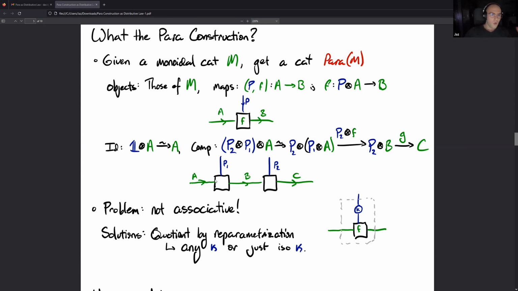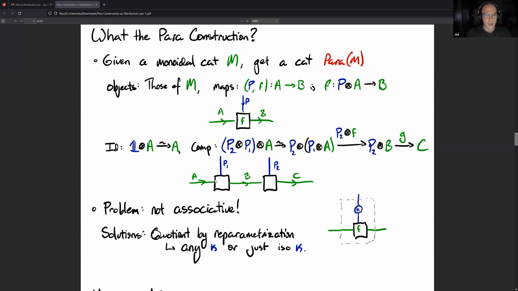And so we need two features here to make it work. We need the identity map and we need the composite. And the identity map here is going to use the fact that when you take a trivial parameter space, it doesn't really change what you have here. And for the composite, we're going to use the associative law of a monoidal category to act first using the first parameter and then use the second.